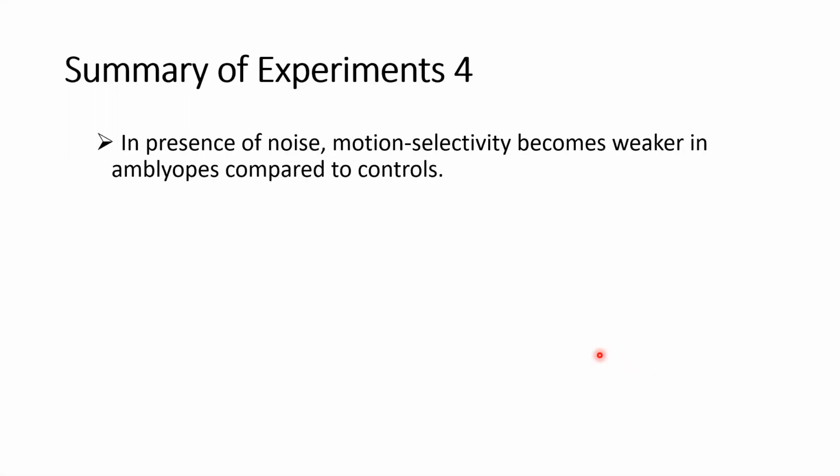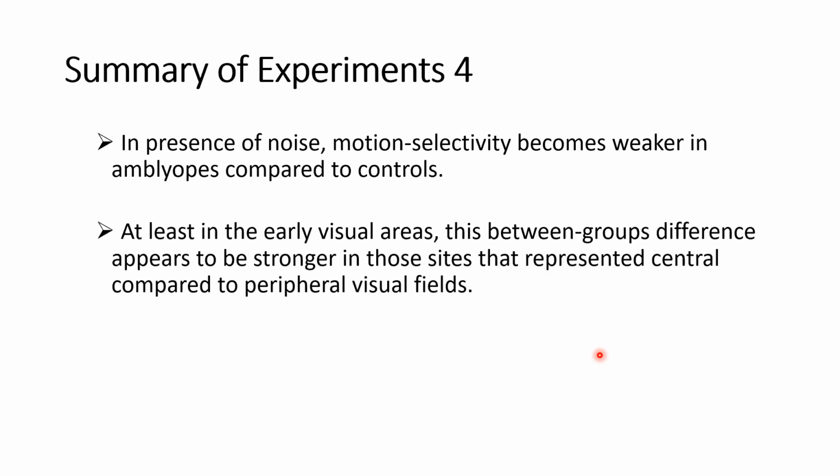So it appears that in the presence of noise, motion selectivity becomes weaker in amblyopes compared to controls. This between-group difference appears to be stronger in those sites that represent central compared to peripheral visual fields.